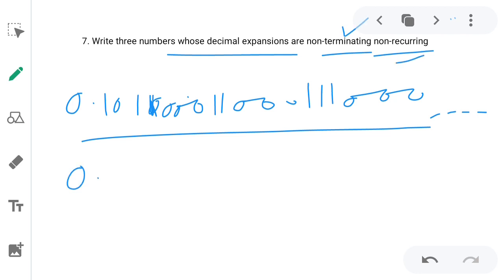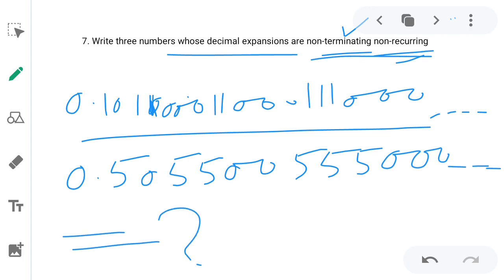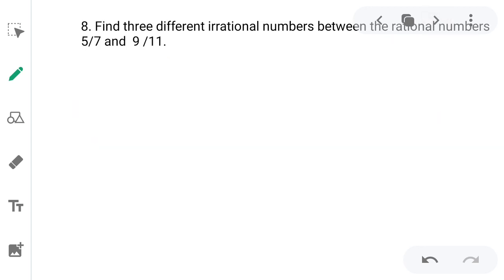In the same way we can write 0.5500555000. So these numbers are said to be non-repeating and non-recurring. The third one you can write yourself. Find 3 irrational numbers. See, they are not asking us to find rational numbers, which we did in the previous exercise. They were asking for rational numbers, so there is a different method for solving that.